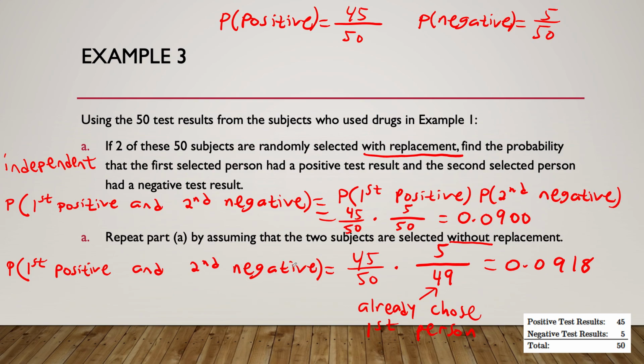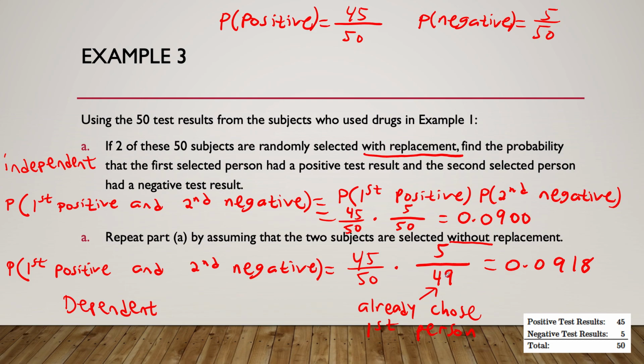Repeating part A now by assuming the two subjects are selected without replacement. So now this is going to be a dependent relationship, so we need to use the general form of the multiplication rule. Probability of first positive and second negative. First positive is the same, 45/50ths. But now the second being negative will be the second being negative after the first is positive. The numerator is still 5. We didn't touch the negatives.